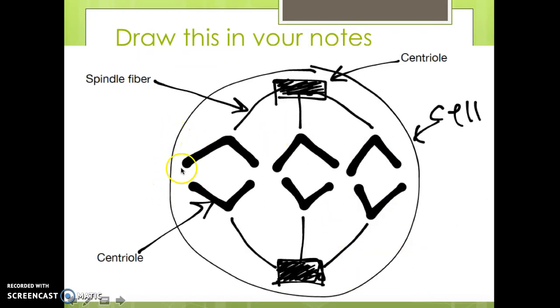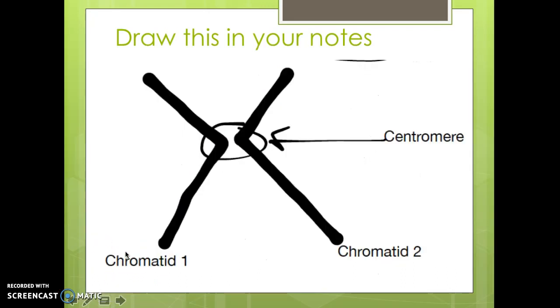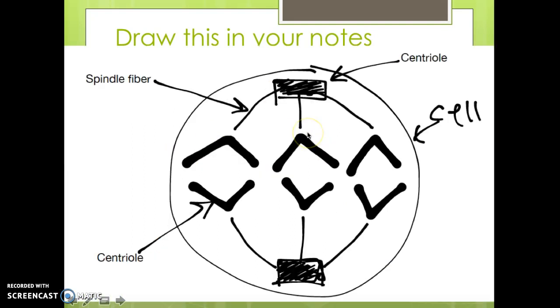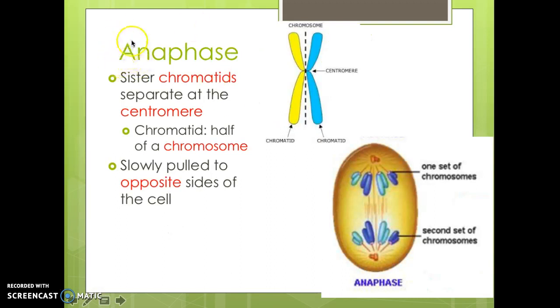So draw this in your notes. Here I have my sister chromatids being pulled apart. Here I have an oopsie. I should not have this word pointing to this right here. That is not a centriole. This is a centriole. What should be here? You're right, chromatid. So again, here I have a chromatid and a chromatid being held together by the centromere. They will eventually be separated into left and right halves. So again, anaphase, I want you to think of away. They're being pulled away from each other.